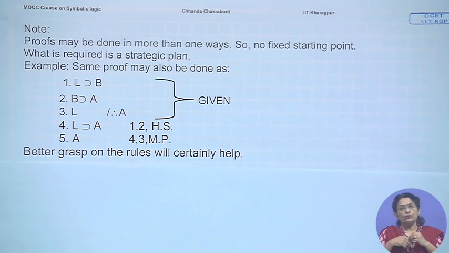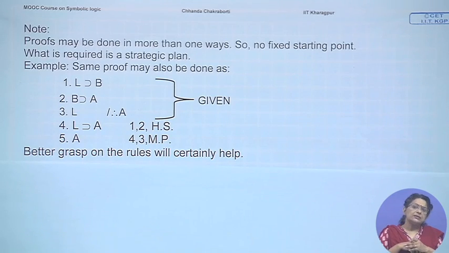The more rules that you have command over, the more rules that you have grasp over, the better. Because sometimes the rules can save you steps. Sometimes, instead of using one rule, if you use the other one, you might have a more efficient proof. So, get acquainted very well with the rule base, the 9 rules that we have learned, try to get it.